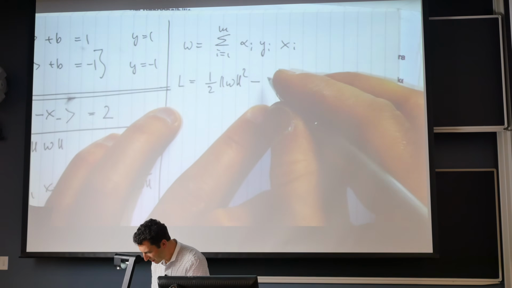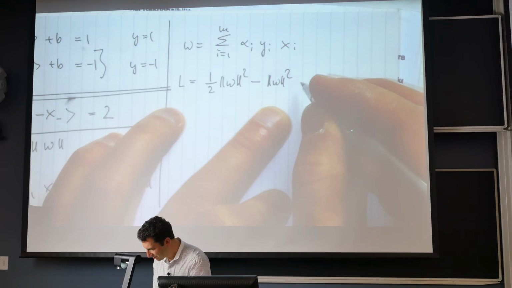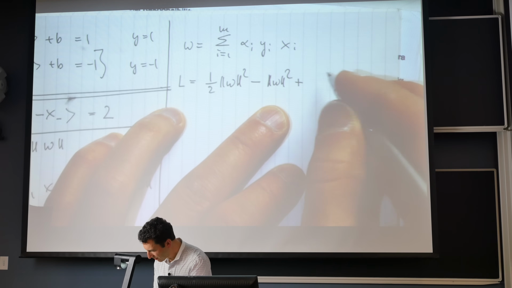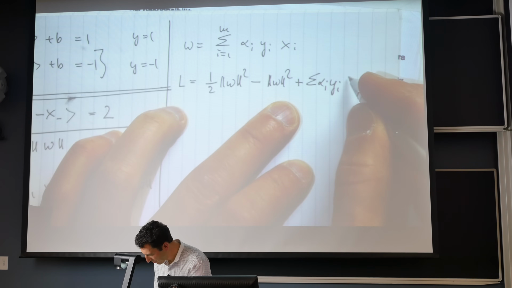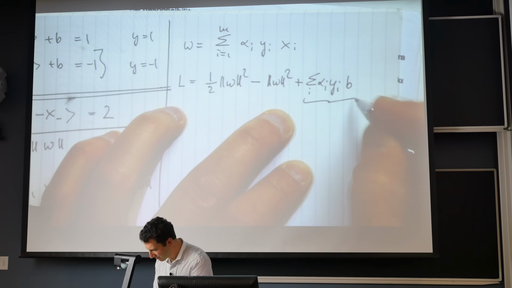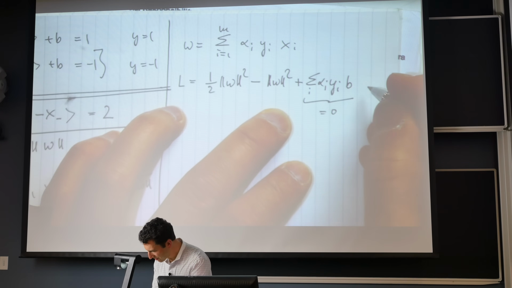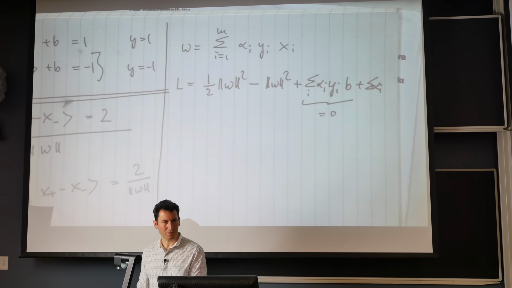So I get 1/2 norm of W squared minus norm of W squared, and then plus the sum over alpha I yi times B. And this is, of course, going to vanish. And I also get plus the sum over the alpha i's. So that's really just plugging terms in directly.